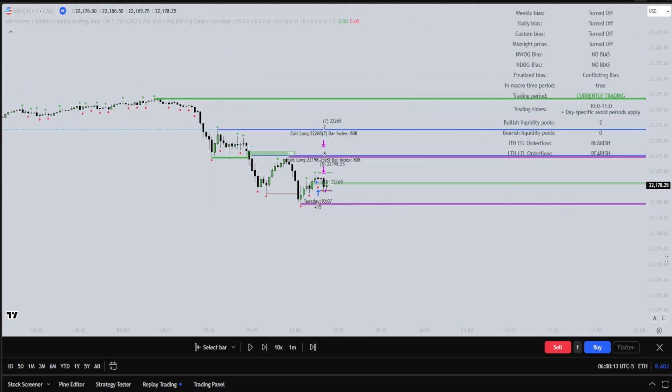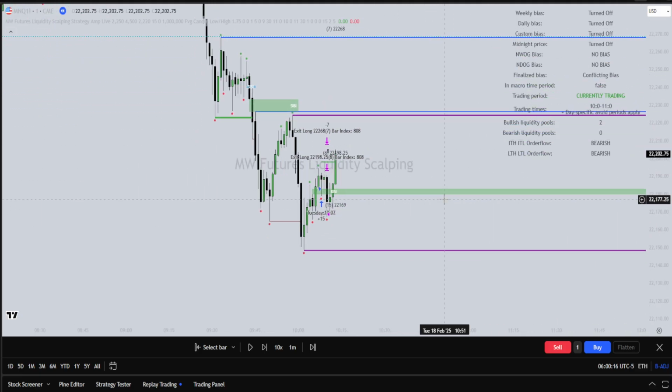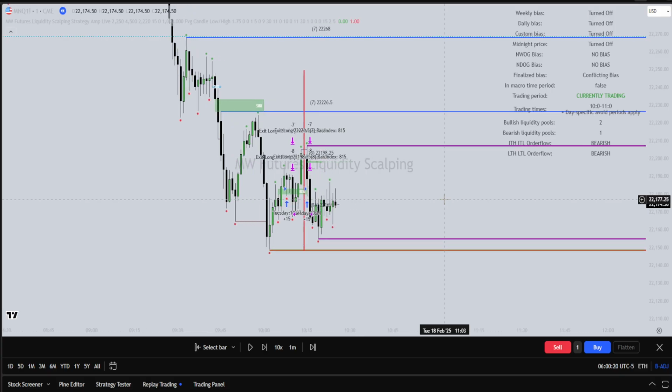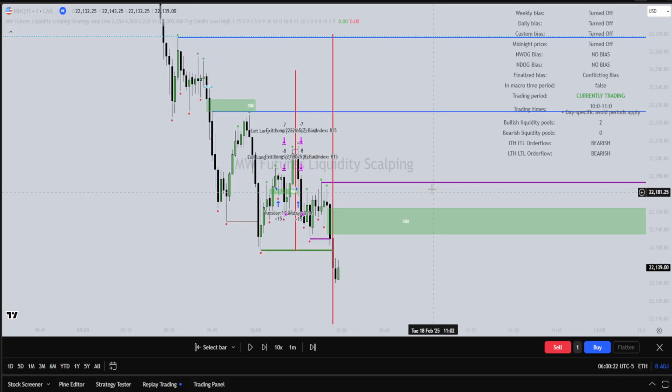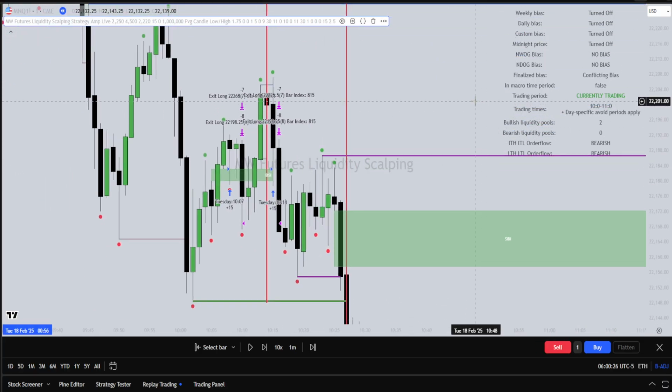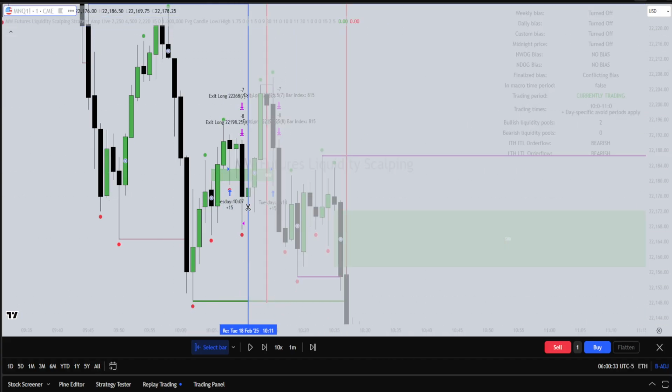Okay, so that we try the longer here is actually valid, I would say. Yeah, that we try the longer is not bad. I want to see where our stop loss placement actually was.